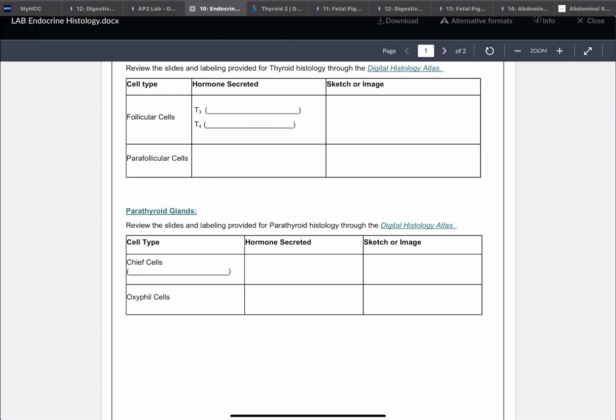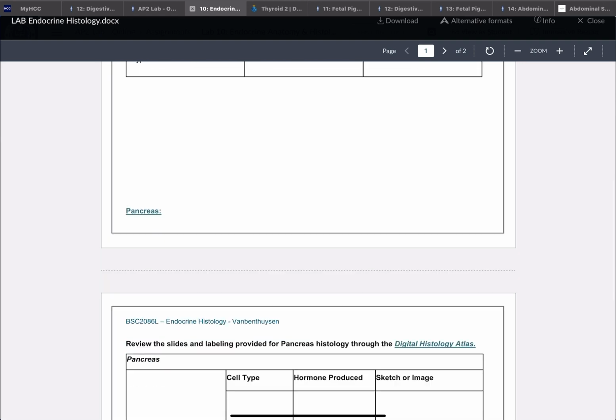Also on the lab, when you see the brackets, either under the chief cell here or by the T3, T4, that is asking what its alternate name is. So chief cells are also called principal cells because they're the most abundant cell that's found in the parathyroid gland. So that's just looking for an alternate name. And again, you can find the alternate names in the histology wording at the bottom.